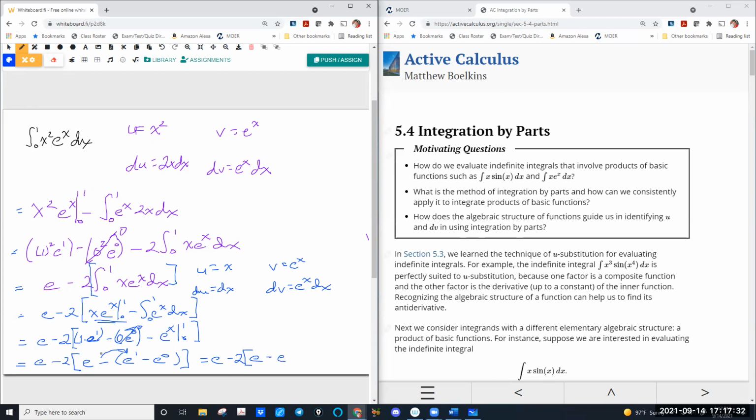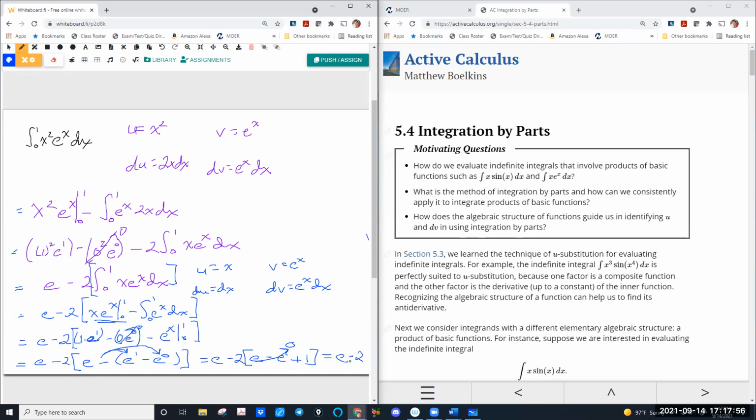e to the 0 is 1. But notice it's a negative and a negative 1, so it becomes plus 1. e minus e, those cancel out to 0. So I end up with negative 2 times 1. And our final answer is e minus 2.